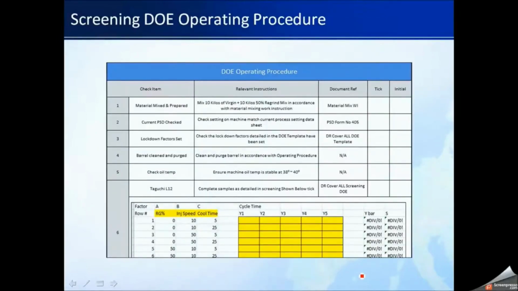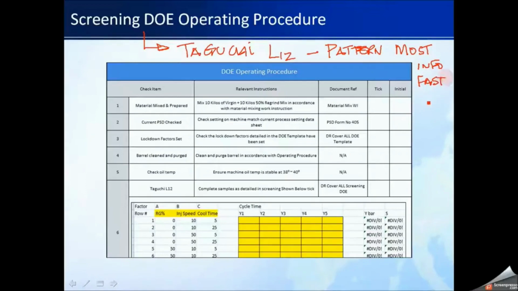One thing that's very important when you do a designed experiment, this is a very structured procedure. This is not just random tests. You are about to see 12 tests. So the designed experiment of choice is known as a Taguchi L12. It's a pre-designed pattern to get the most information in the fastest time. That's why we do these things.